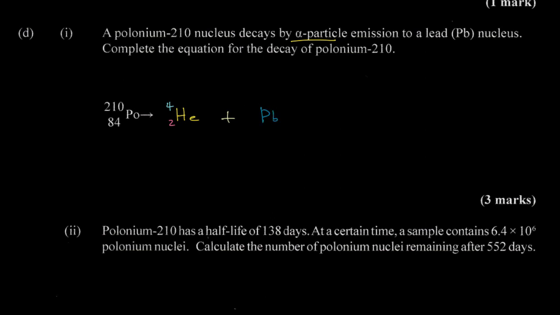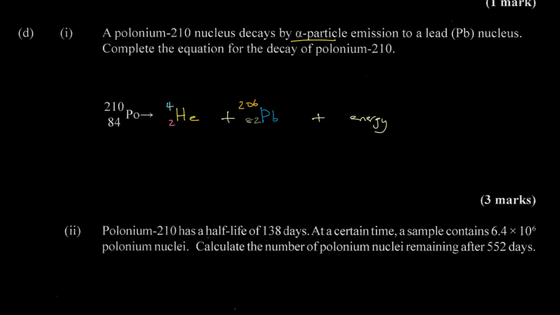The atomic number is going to reduce by 2, so we'll go down to 82, and the mass number reduces by 4, so we get 206. So that would be our expression. And we're going to get some amount of energy as well, so we could say plus energy. So that would be our equation there.